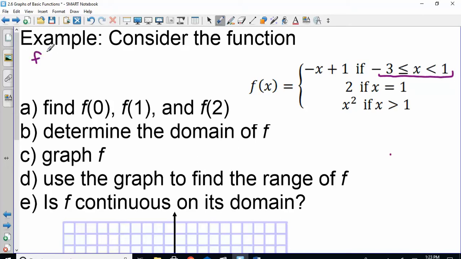So when I find f of 0, I have to plug it into the top piece, so the opposite of 0 plus 1, which is 1. When I ask for f of 1, which of the three pieces do I put it into? First, second, and third. Second one. And you get out 2 if x equals 1. So the only thing I get out is 2.